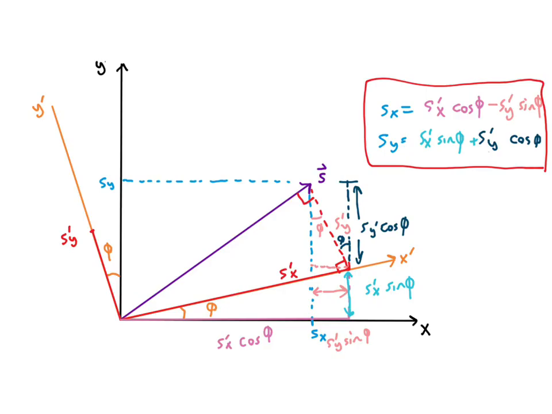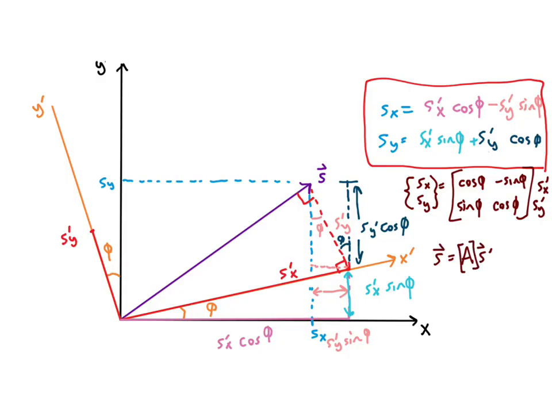The reason we just talked about sy cosine phi and s prime x sine phi in that order, but if we want to put this in a matrix format, we're going to want to be consistent with when we use s prime x and s prime y. So if we want to put this in matrix format, let's have the vector s represented as sx and sy. That'll be equal to our A matrix times s prime x, s prime y. Another way we can reference this is our s vector is equal to our A matrix times our s prime vector. And that A matrix we're going to talk about as our rotational matrix.